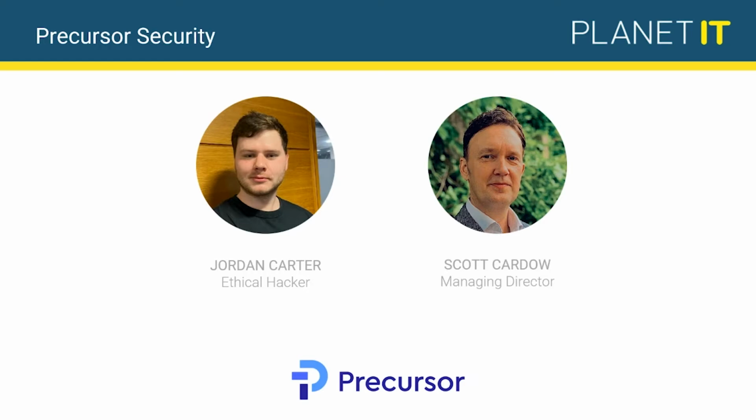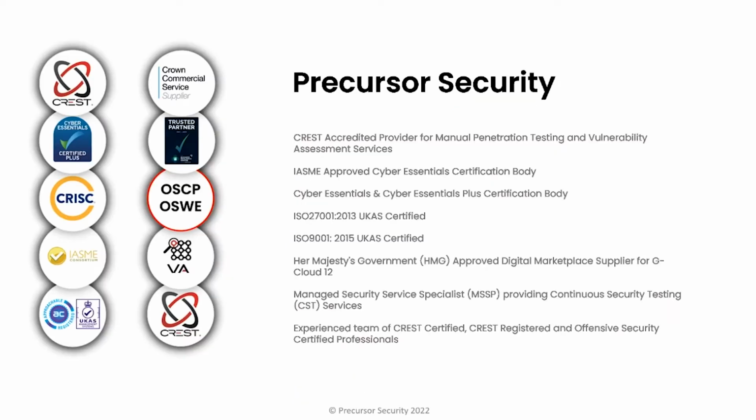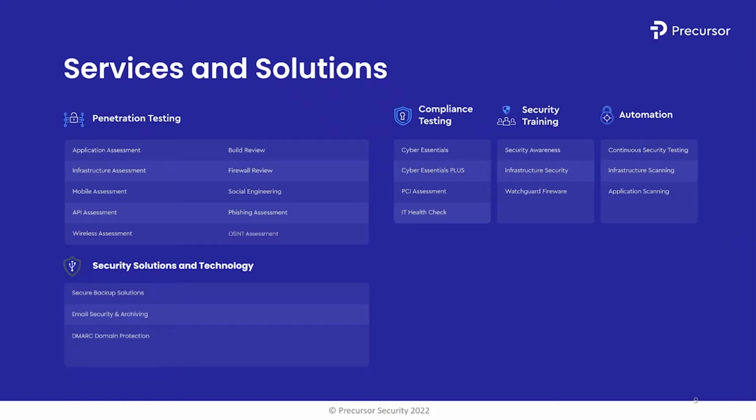Technology solutions. Between ourselves and Planet, there's probably a really good coverage across any kind of defence in depth you want to apply to your organisation from a solutions perspective. Compliance testing, I mentioned before about Cyber Essentials. We can do that. We can also do PCI and IT health checks if those are things that your organisation needs. Security training, we can do that, and automation is something we're really keen on as well.